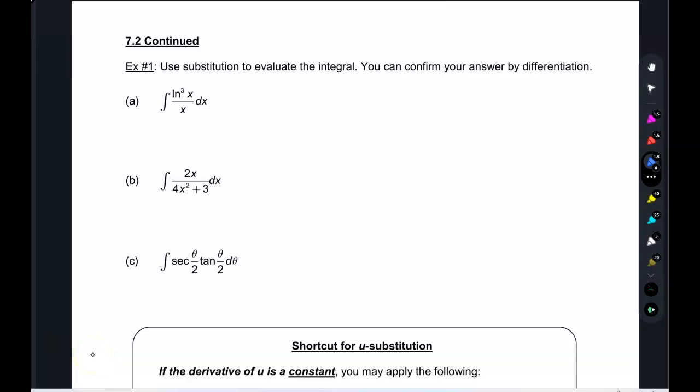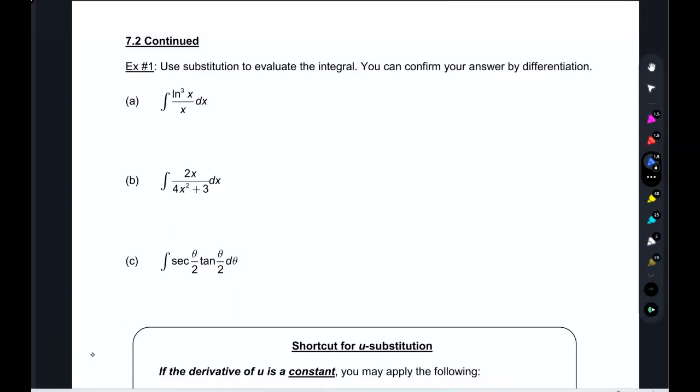Okay, so we are going to continue 7.2. What we're going to do to just start out is a quick review of the substitution method to take the antiderivative, and then I'm going to show you a shortcut.